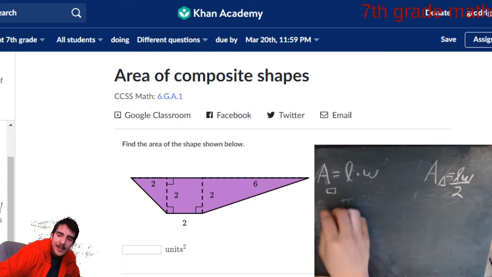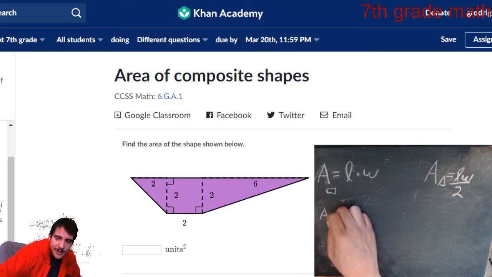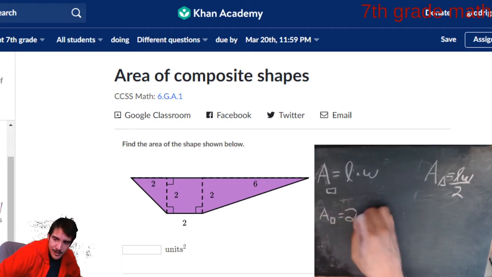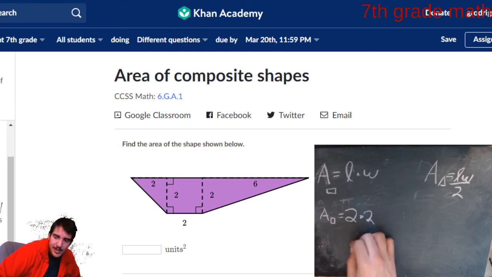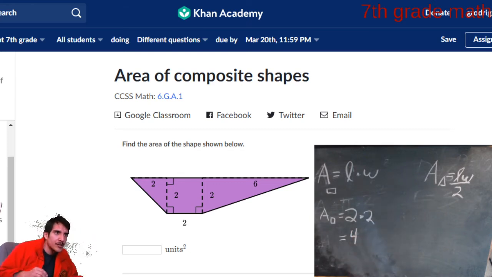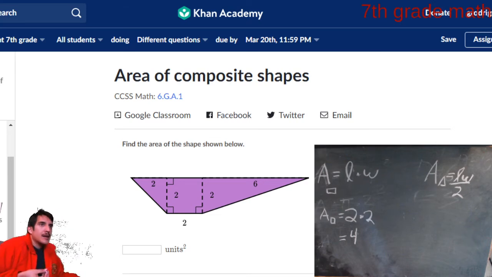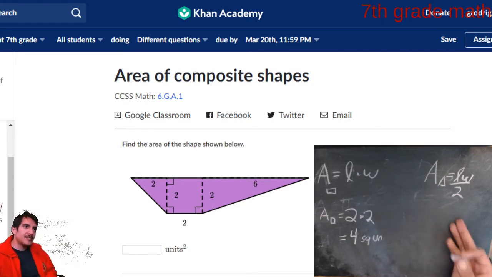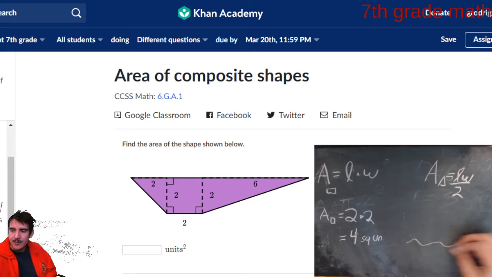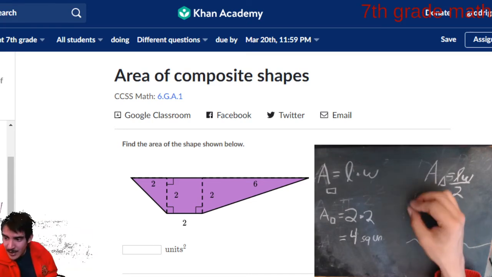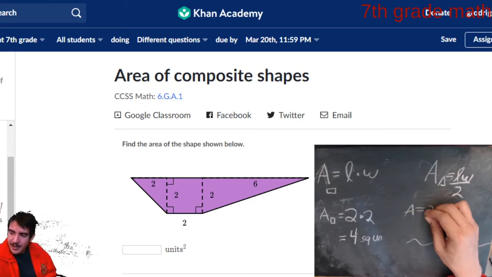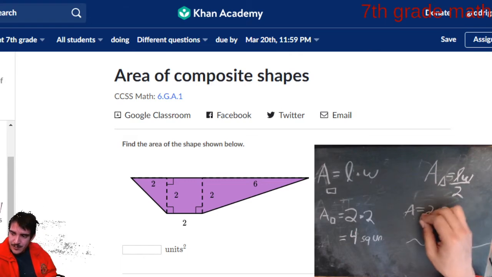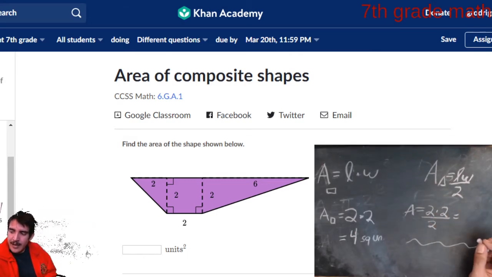Let's find the area of the square first, because that one's the easiest. The area of the square is equal to length of 2 times width of 2. So the area of the square is 4 square units. I'll even put SQU. Okay? 4 square units. Now let's do the triangles. There's going to be 2 triangles, so I'm going to put like a little line there. First triangle is going to be length of 2, width of 2, and then you're going to cut it in half. That equals 2 times 2 is 4, divided by 2 is 2. So the area of the little triangle is simply 2 square units.